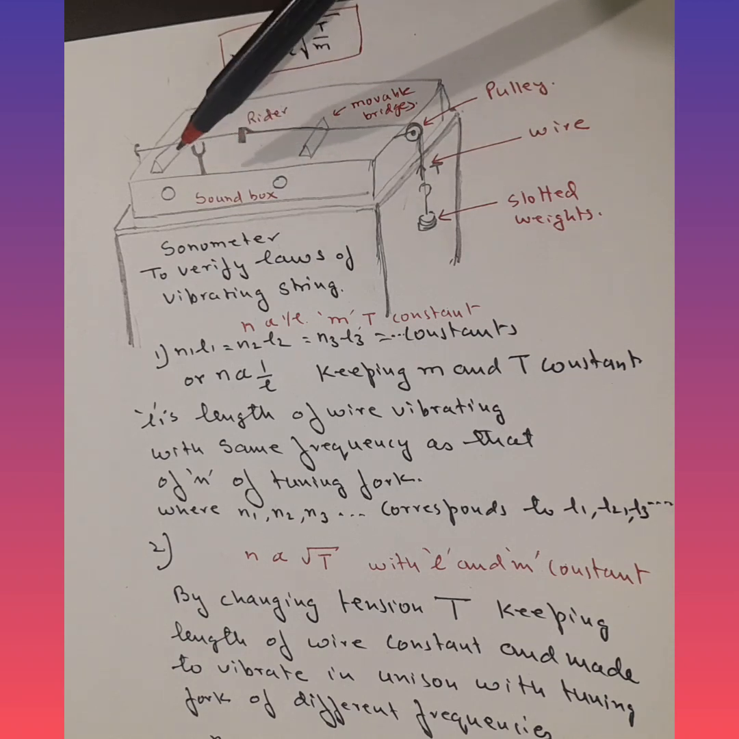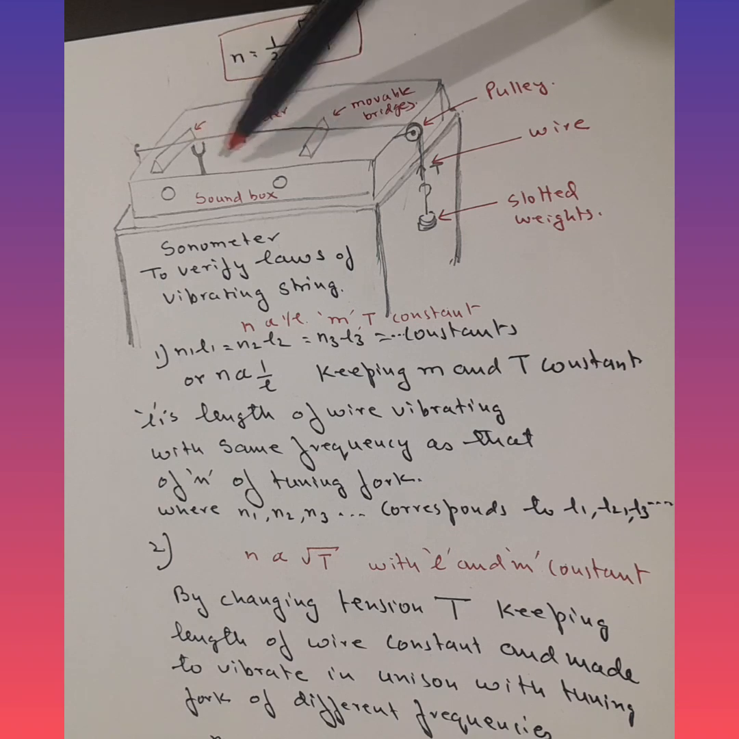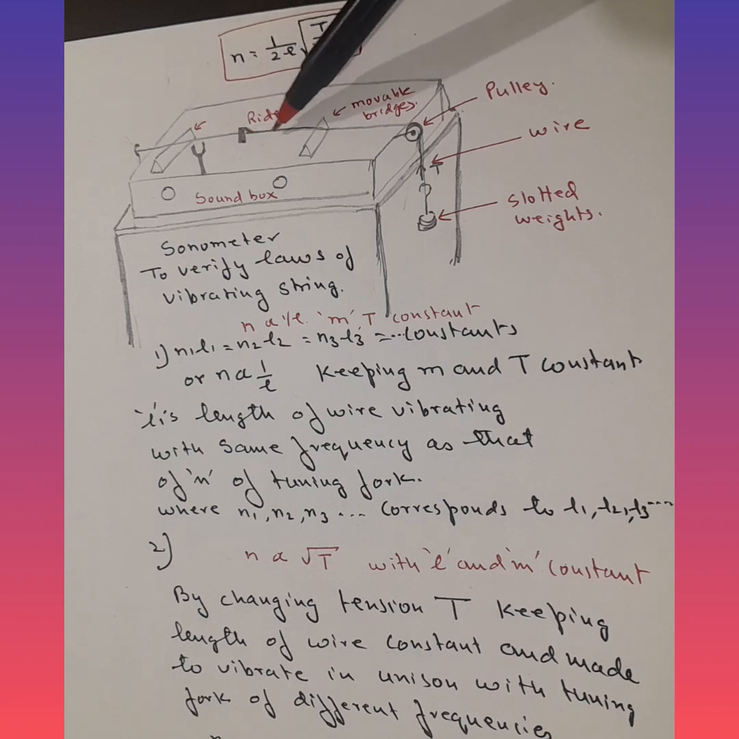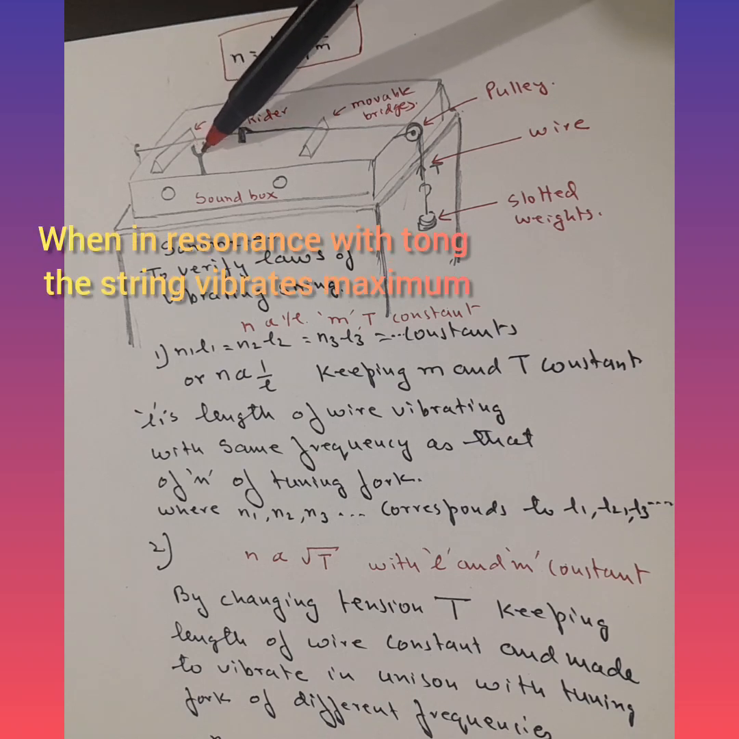So what do I do? I adjust these movable bridges. I bring them closer or away. Whatever I do, I've got to do it in such a way, or bring those movable bridges to such a point or at such a distance, where the rider falls. What does that mean? That means that the string is in resonance with the prongs of the tuning fork. Resonance in the sense the vibration of this is equivalent to the vibration of the tuning fork.